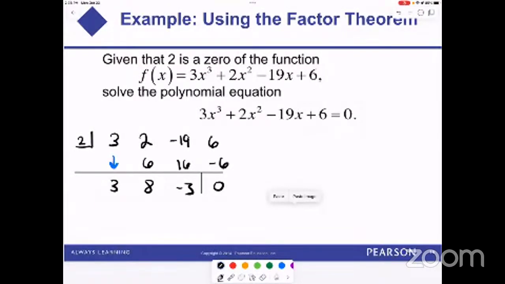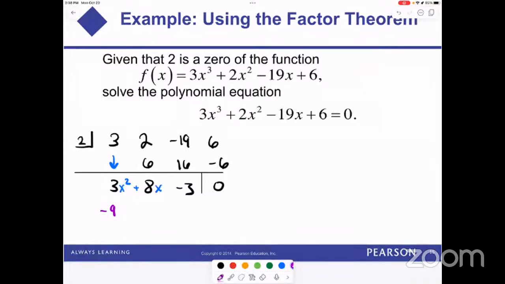So we started with a degree 3. At this point, we're now at a degree 2. So x squared plus 8x minus 3. And at this point, we could just factor it. For instance, we're looking for 2 numbers that multiply to give us -9 and add to give us 8. I think that's going to be a -1 and 9.